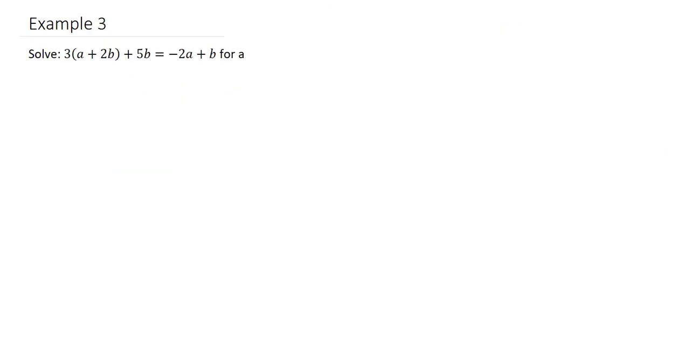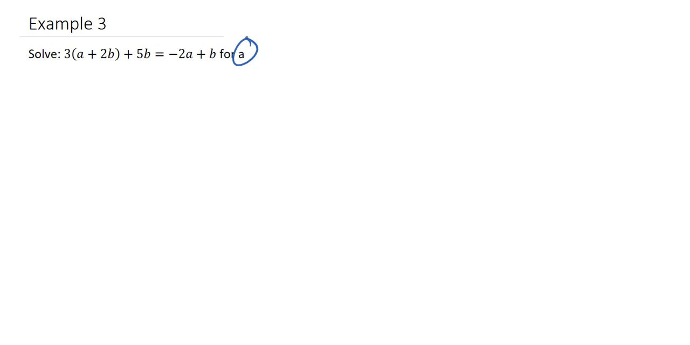Example 3. Solve for a: 3 times (a plus 2b) plus 5b is equal to negative 2a plus b. For this problem, as you can see, we don't have any numbers. There's no story to go along with this. We're just solving for a. So we're going to treat this like it was numbers and start solving.